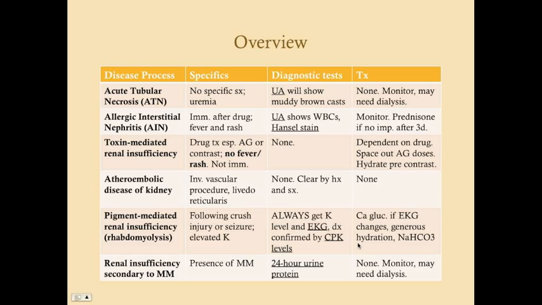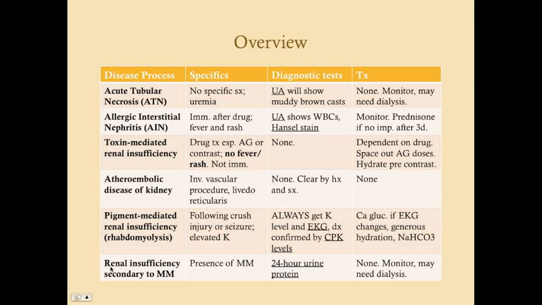Renal insufficiency secondary to multiple myeloma. Of course, these patients will have multiple myeloma. Diagnostic test is going to be the 24-hour urine protein, because a simple dipstick is not going to tell you what kind of protein is in the urine. It's not going to tell you if it's Bence Jones protein. Bence Jones protein is not detected on urine dipstick, so we want to get a 24-hour urine protein.